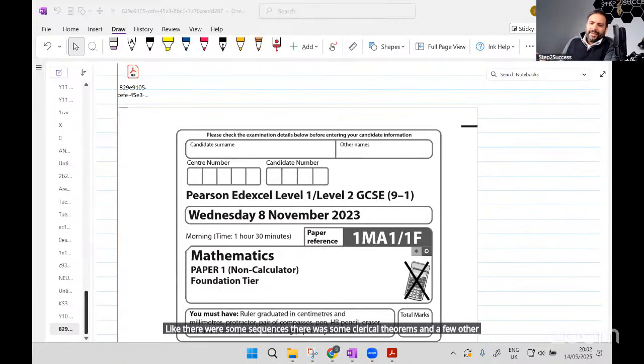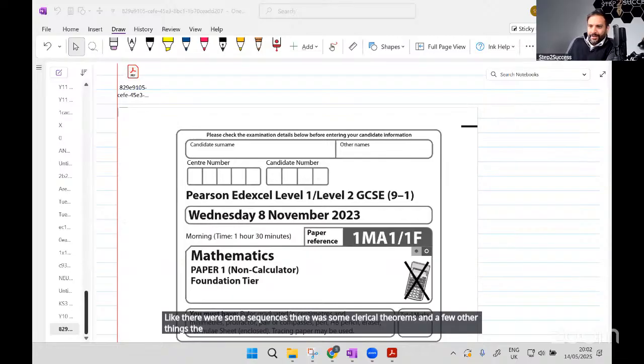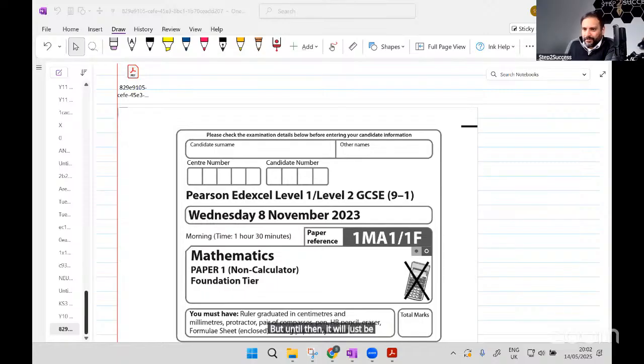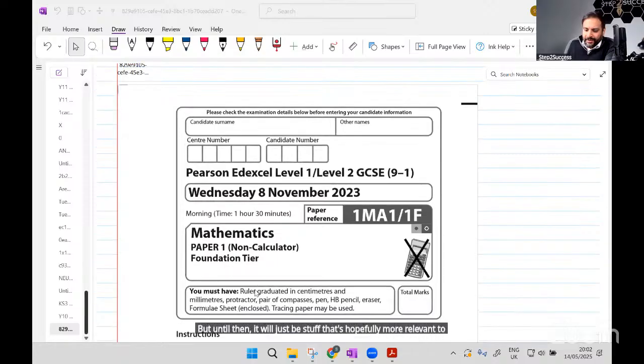The thing with the last question that you've asked about the differentiation, I think I'm going to leave that with you till the end because you are probably the only person doing IGCSE. So I will do that, but I will do it separately with you at around 9. But until then, it will just be stuff that's hopefully more relevant to everybody. It's quite hard to balance it all.